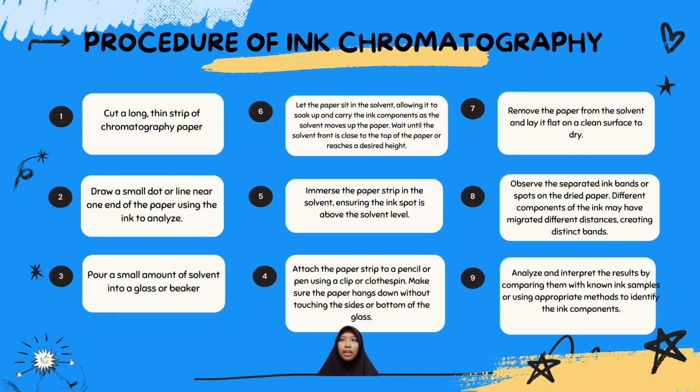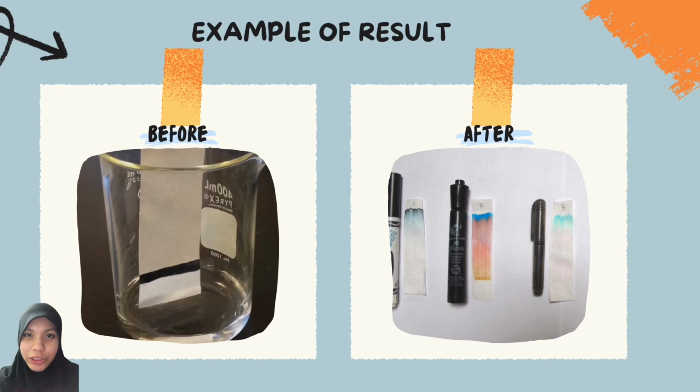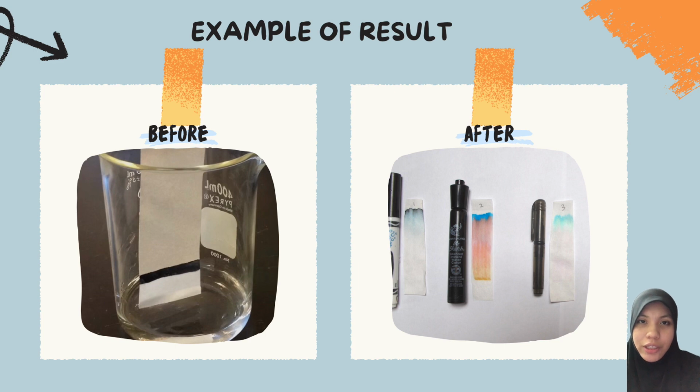Remove the paper from the solvent and lay it flat on a clean surface to dry. Then we have to observe the separated ink bands or spots on the dry paper. Different components of the ink may have migrated different distances, creating distinct bands. Then we have to analyze and interpret the result by comparing them with known ink samples or using an appropriate method to identify the ink components. As you can see in the result, in the before picture, the line was drawn on the paper strip and the paper will be immersed in the solvent. After that, we can see that black ink can be separated into various colors such as yellow, orange, and blue.